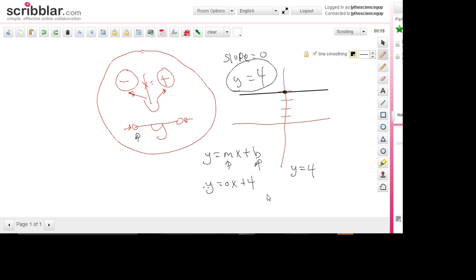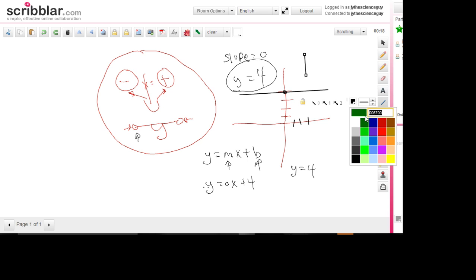Okay? Now let's look at another line. I'll draw it in another color. Hold on. So when they're asking, does f have a 0? They're just saying if you set it to 0, do you get a value for x? That's what they're asking.